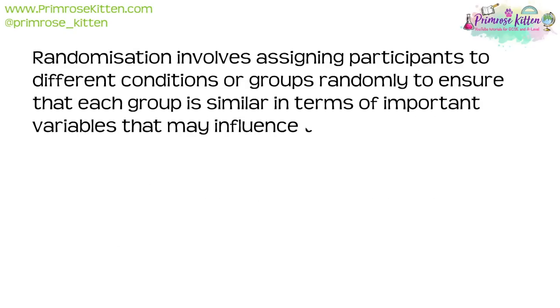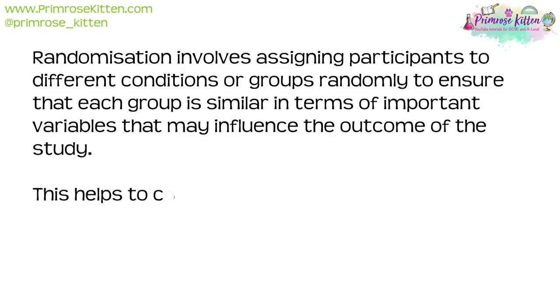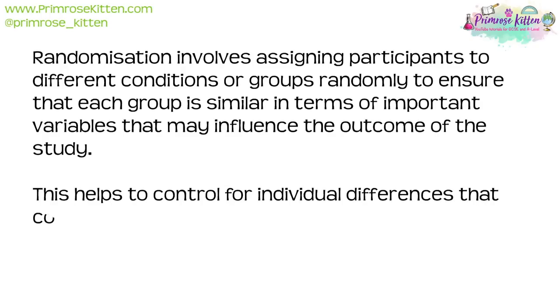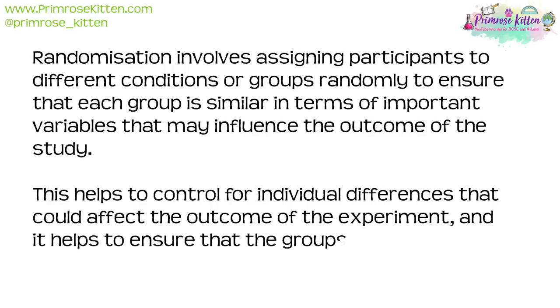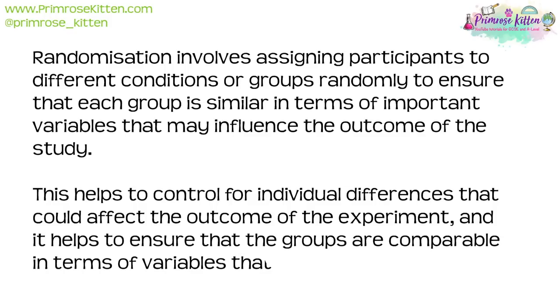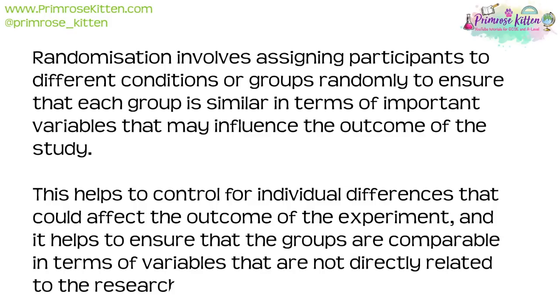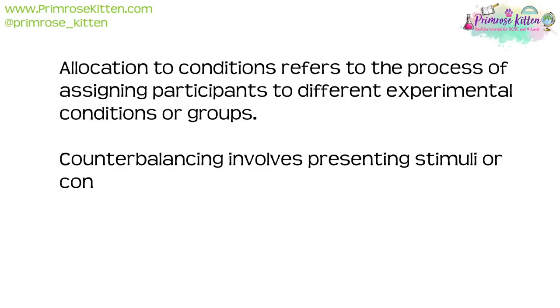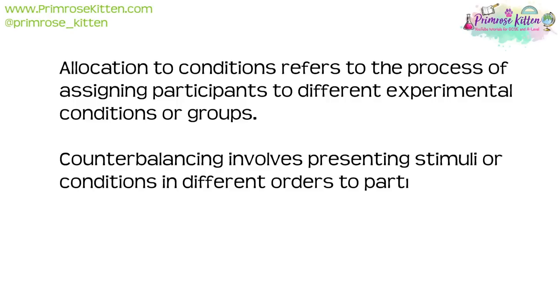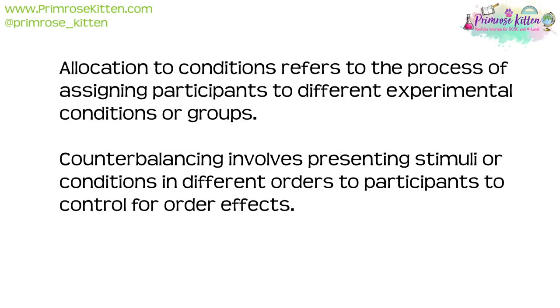Randomization involves assigning participants to different conditions or groups randomly to ensure that each group is similar in terms of important variables that may influence the outcome of the study. This helps to control for individual differences that could affect the outcome of the experiment, and it helps to ensure that the groups are comparable in terms of variables that are not directly related to the research question. Allocation to conditions refers to the process of assigning participants to different experimental conditions or groups. Counterbalancing involves presenting stimuli or conditions in different orders to participants to control for order effects.